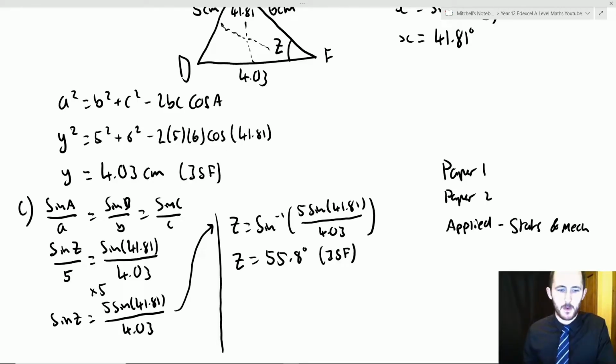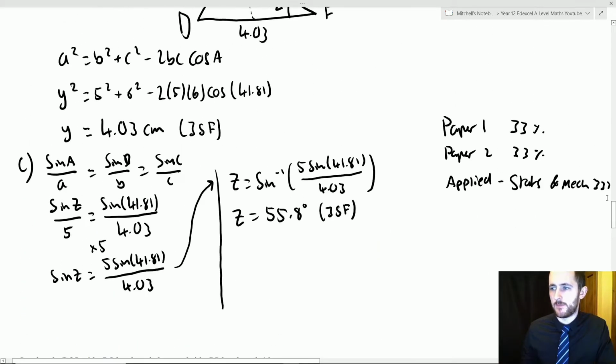So the question was, if I do really bad with one of the pure sections, can I make up with it with stats and mechanics? Because there's 3 papers in total, they're all going to make 33% of your grade. So they all give you 1/3 of the grade. Let's say you get 0% on paper 1, and then 100% on the next 2 papers, you still get 66%. It'll actually be 67% because of how that works.